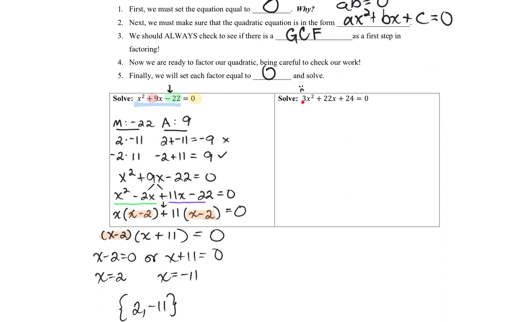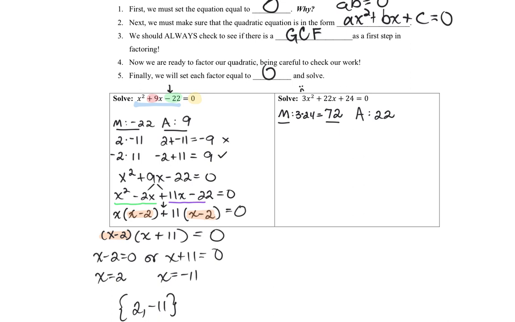So I'm going to go with my same method I was using before with one extra step. If I have a number that's not 1 here, I have to say 3 times 24. So I need a number that multiplies to 3 times 24, which is 72. I need a number that multiplies to 72 and adds to 22. So where's that number coming from again? Multiplies to A times C. Sometimes this is called the AC method. 3 times 24 is 72 and adds to 22. Now, one thing that is nice, if you notice, is that these are all plus. So my numbers are all going to be positive, right?